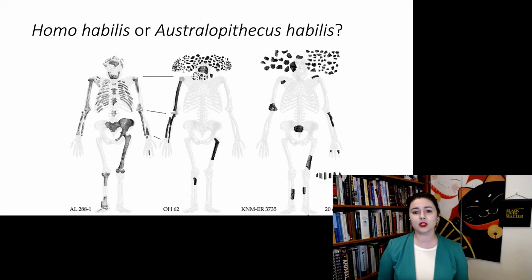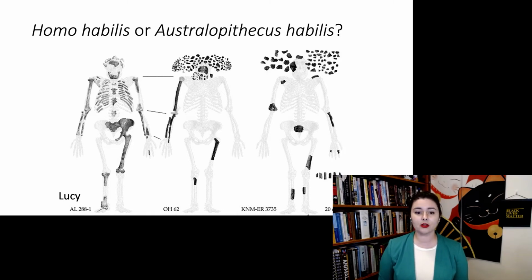So the first thing we want to talk about is Homo habilis. Do we call it Homo habilis or do we call it Australopithecus habilis? Some people think that Homo habilis is a little bit too primitive and therefore doesn't deserve to be in our genus. So here, AL 288, that is Lucy.